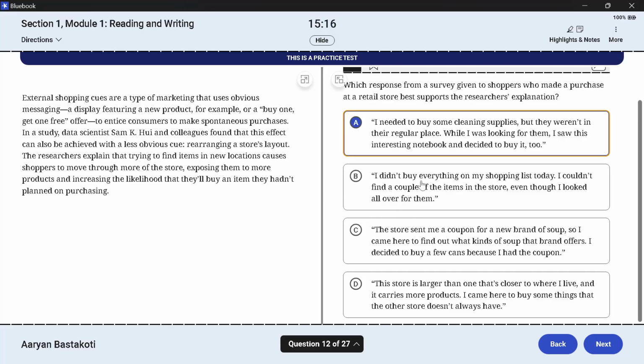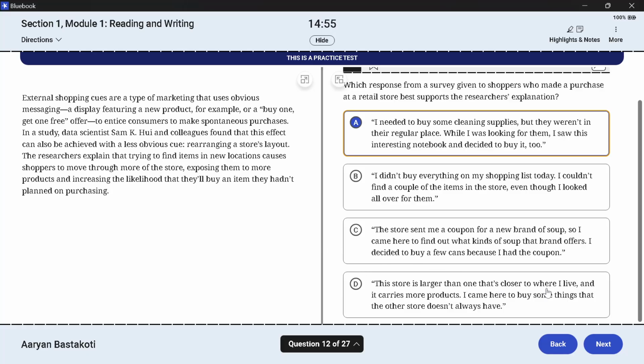Not really. This conclusion is about the purchase. The store sent me a coupon for a new brand of soup. So I came here to find out what kinds of soup that brand offers. I decided to buy a few cans because I had a coupon. She wants to buy a soup and she buys the soup. So the conclusion does not match this.